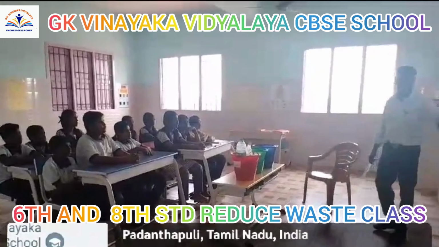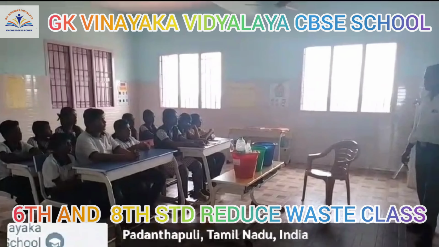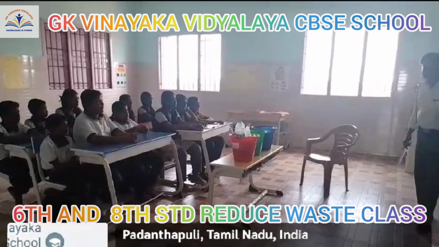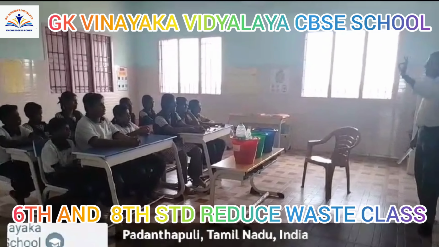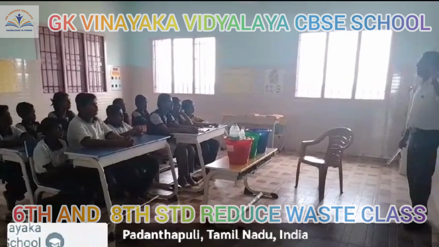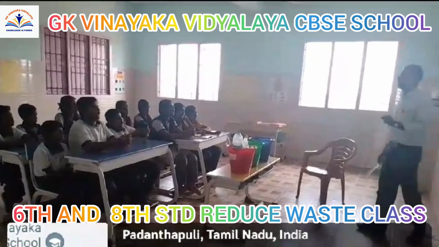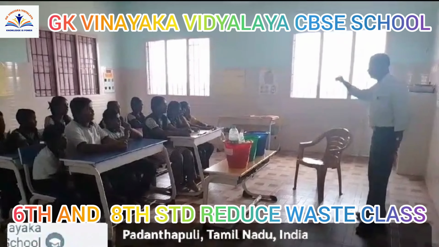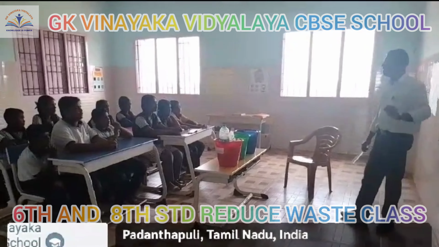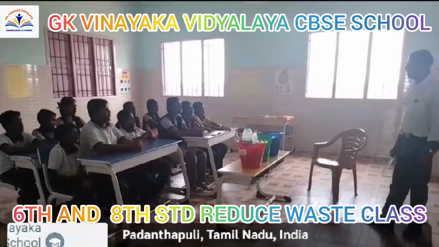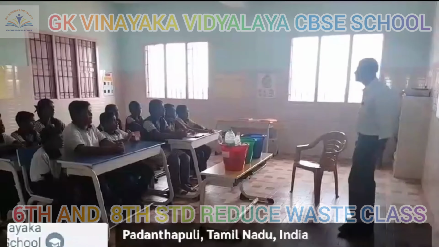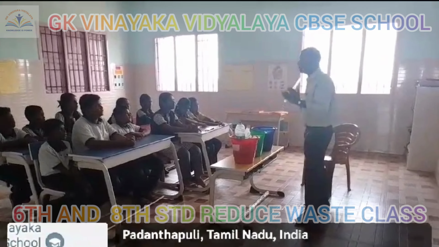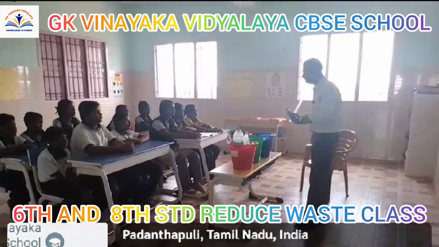Any other doubts in this area? Any clarification regarding biodegradable, non-biodegradable, and medical waste? Okay, I will summarize. Green color indicates biodegradable waste. Red color indicates non-biodegradable waste. Blue color indicates all the medical waste. Understood? So we should put waste in the proper category. Classification is in three categories. Understood?